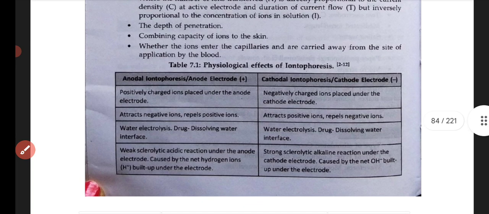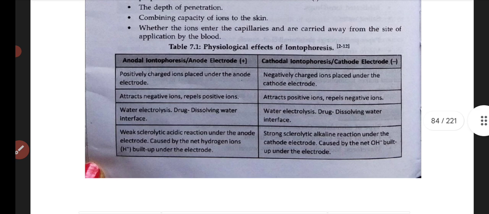Next one, physiological effects of iontophoresis. You can say it is divided into two parts. One is anodal iontophoresis, or through the anode electrode. Another one is the cathodal iontophoresis, through the cathode electrode.